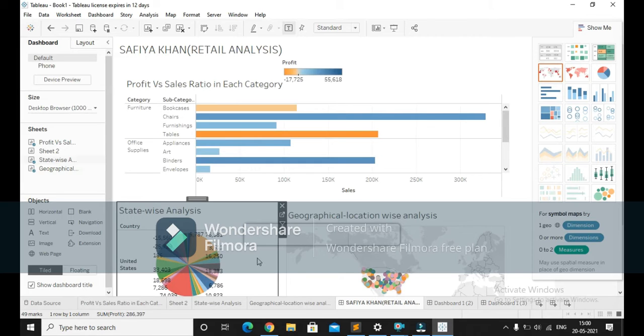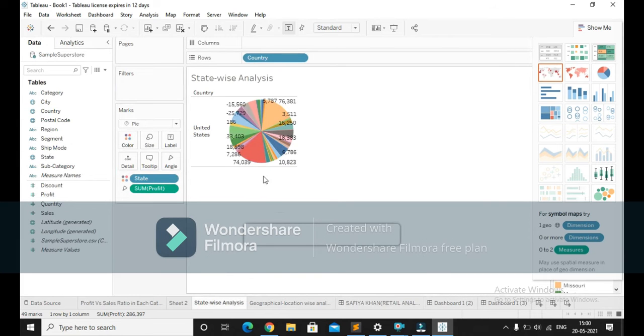The second analysis is based on state-wise allocation of profit. It consists of 3 variables: country, state and profit. The states like New York, New Jersey, Mississippi, Michigan, Indiana and Georgia consist of continuously increasing profit.